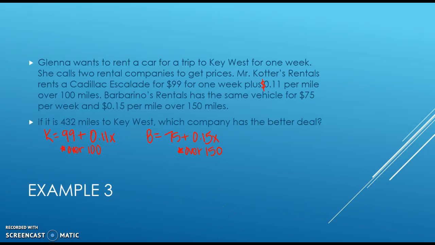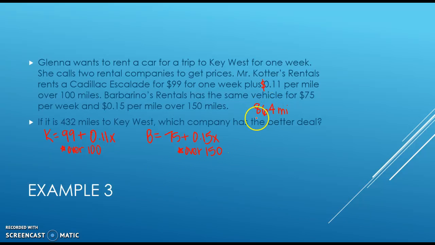All right, now, if you think about it, she's going to Key West and she's renting this car. Well, she's got to come back. Okay, so it's not just going to be 432 miles. Her total trip is going to be 864 miles. Okay, so that's what we got to use to plug in. Your answer will be different if you plugged in 432. All right, because it would make one look better than the other, but for the total trip, a different one actually turns up as a better price. All right, so all I'm going to do is plug in 864.